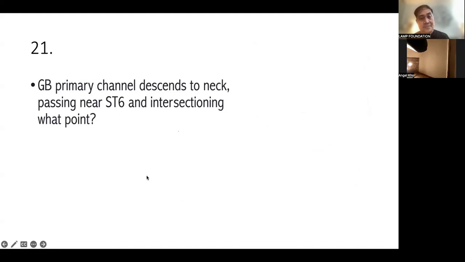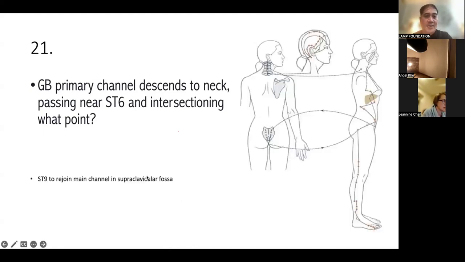Okay. Now let's talk about the gallbladder primary channel. It descends to the neck, then it passes near stomach 6 and intersects what point? Stomach 9 po. To rejoin the main channel in the supraclavicular fossa. Okay. So I hope you can do gua sha on these points. Kasi diba meron tayong tinatawag na GB primary channel, meron tayong luo connecting, divergent, and the sinew or muscle channel.